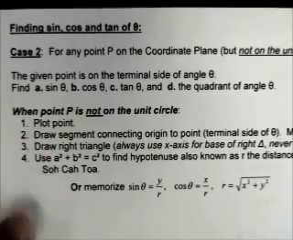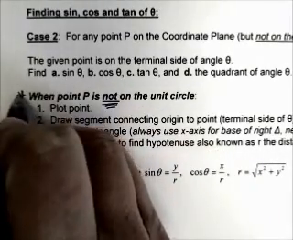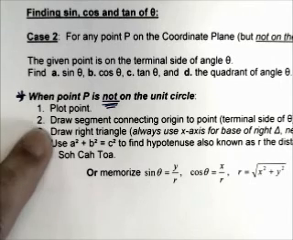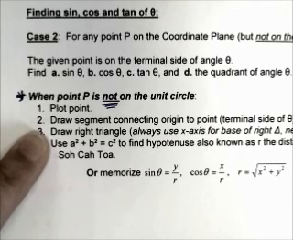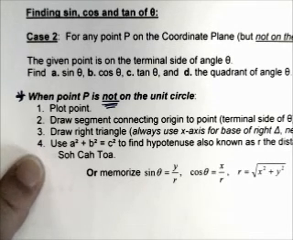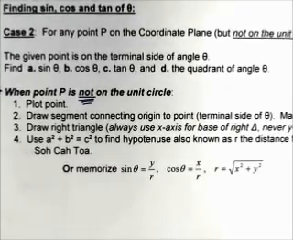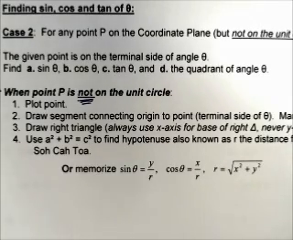So when the point P is not on the unit circle, this is what we do. These are the steps we follow. We plot the point. Draw a segment connecting the origin to the point. This is the terminal side of our angle theta. Mark theta, and then draw a right triangle. Always use the x-axis for the base of your right triangle, never the y-axis. And then use Pythagorean theorem to find the hypotenuse, also known as r, or the distance from the origin to the point. Then use SOHCAHTOA.